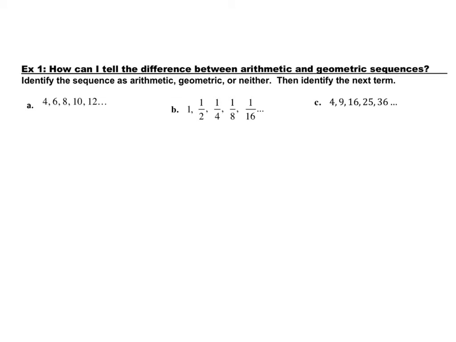So in the first example, I'm going 4, 6, 8, 10, 12. In each of these cases, I am going up by 2, going from 4 to 6. I'm going up another 2. I'm going up another 2, and so forth. And so in this case, this is going to be considered an arithmetic sequence.